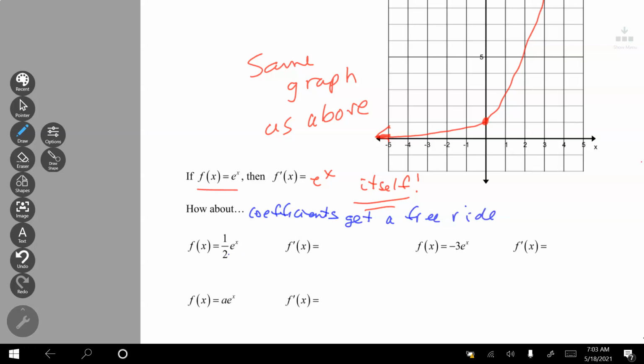If the derivative of e to the x is e to the x, then the derivative of 1/2 e to the x is going to be 1/2 e to the x. Negative 3 e to the x, its derivative is going to be negative 3 e to the x. If I have just a e to the x, it's going to be a e to the x.